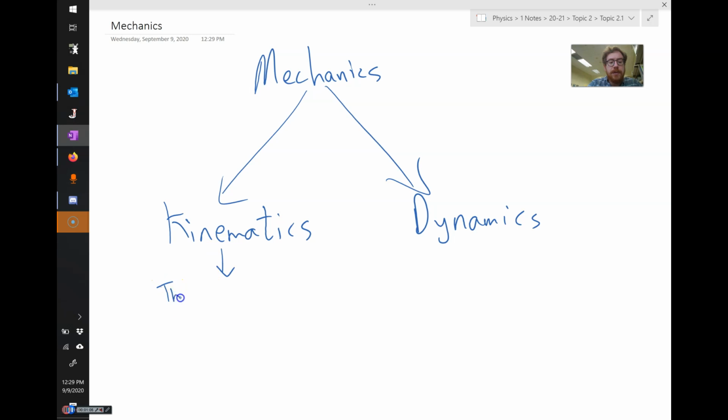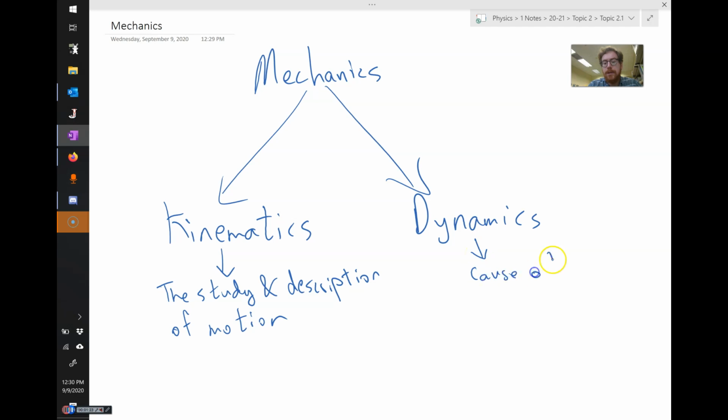Kinematics is really the study and description of motion, and dynamics is really the causes of motion, which are pretty much just forces.